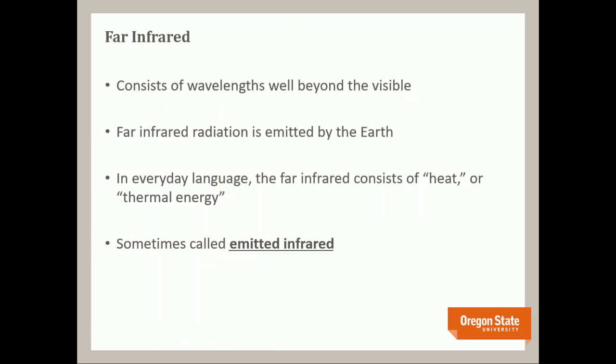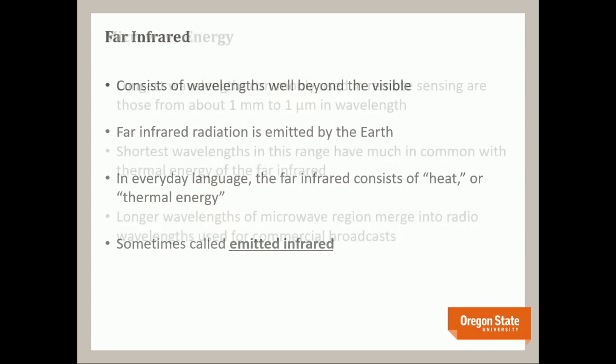Far infrared consists of wavelengths well beyond the visible. Far infrared radiation is emitted by the Earth. In everyday language, the far infrared consists of heat or thermal energy, and sometimes it is called emitted infrared.